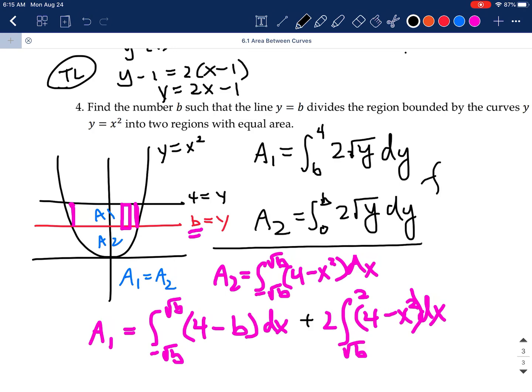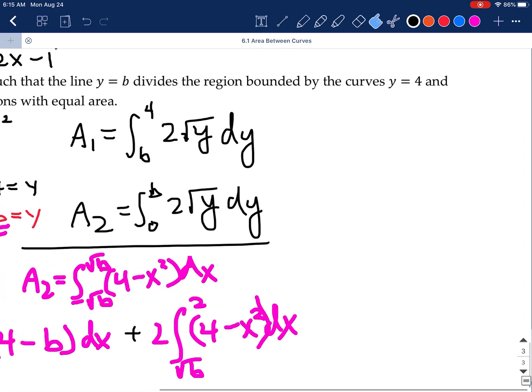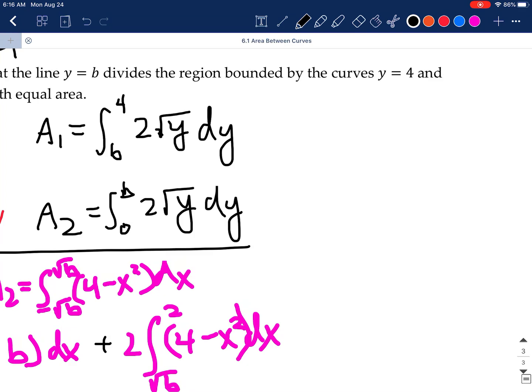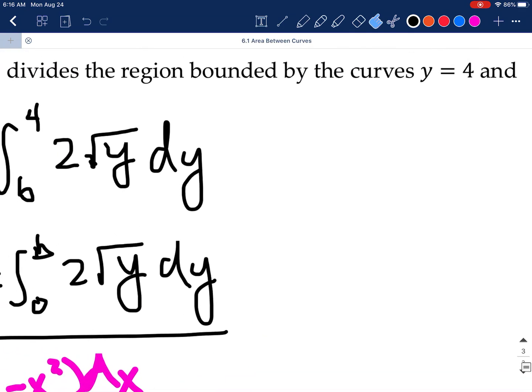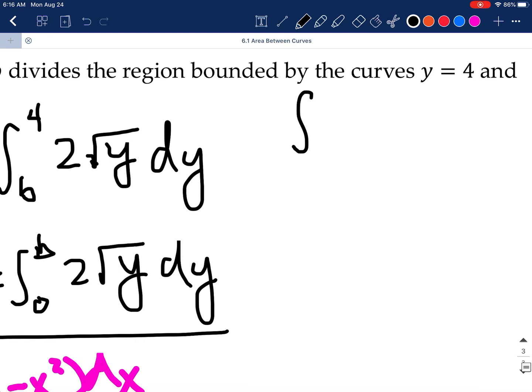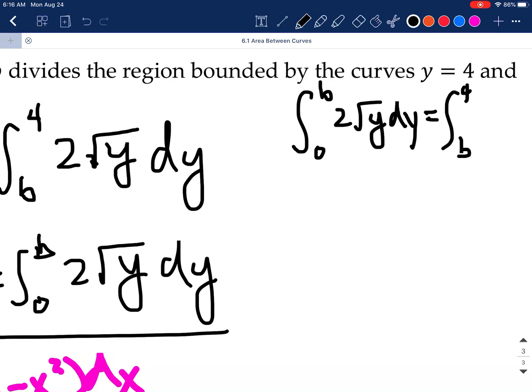All right, so here's our f of y case, here's our f of x case. So you can decide which one you want to try and see which one works out. It's looking like the function of y example is going to be much easier. So let's go ahead and try this one and see how far we can get. So we've got the integral from 0 to b of 2 rad y dy equals the integral from b to 4 of 2 rad y dy.